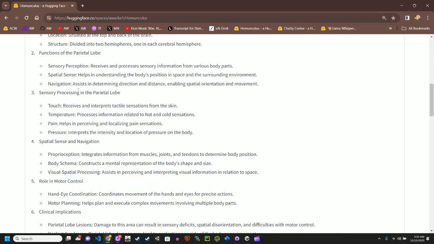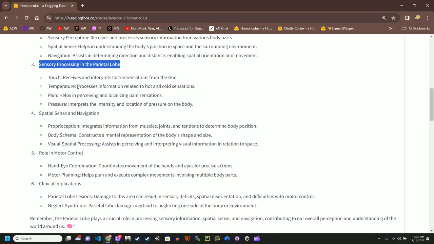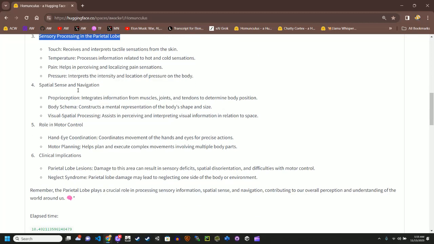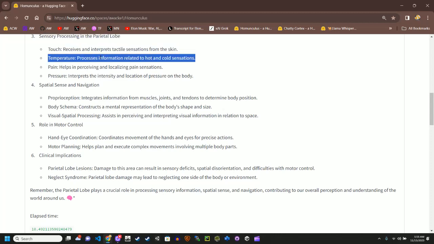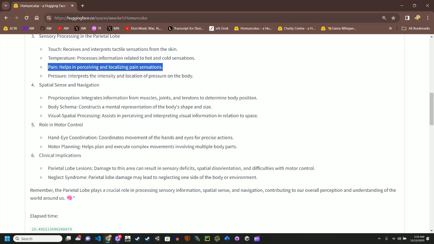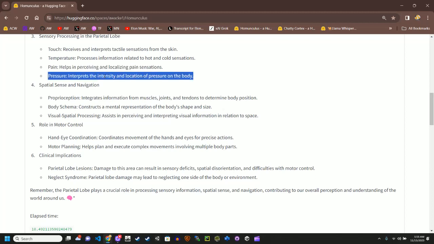3. Sensory processing in the parietal lobe. Touch: receives and interprets tactile sensations from the skin. Temperature: processes information related to hot and cold sensations. Pain: helps in perceiving and localizing pain sensations. Pressure: interprets the intensity and location of pressure on the body.